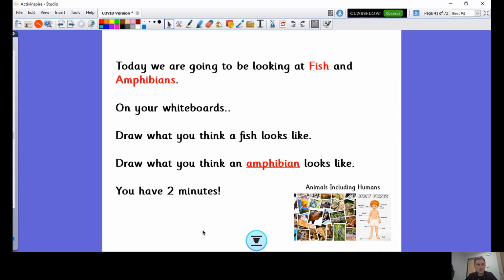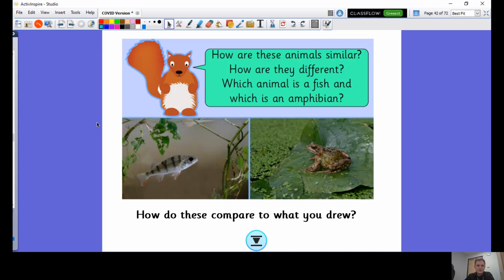Okay, excellent. I hope you have all had a chance to draw what you think a fish looks like and what you think an amphibian looks like. We're going to learn a little bit more about these groups of animals now. So we're going to be looking at fish and we're going to be looking at amphibians. So on the left here, we've got, is this a fish or an amphibian? What do you think? Looking at your picture, what do you think?